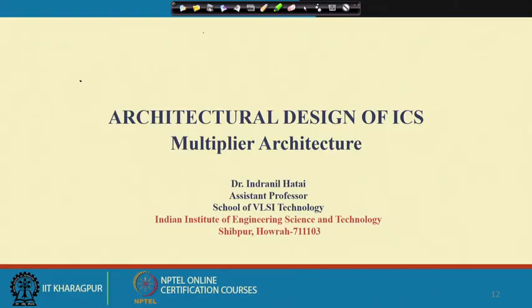Welcome back to the course on architectural design of ICs. We were discussing the multiplier architecture in the last class. We have seen the basic multiplication operation, which is the serial multiplier architecture. Apart from that, we have also seen how to combine it with parallel multiplication, that means a parallel as well as serial architecture.